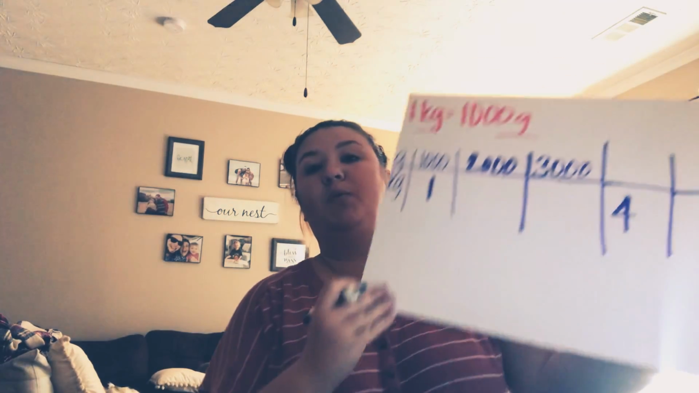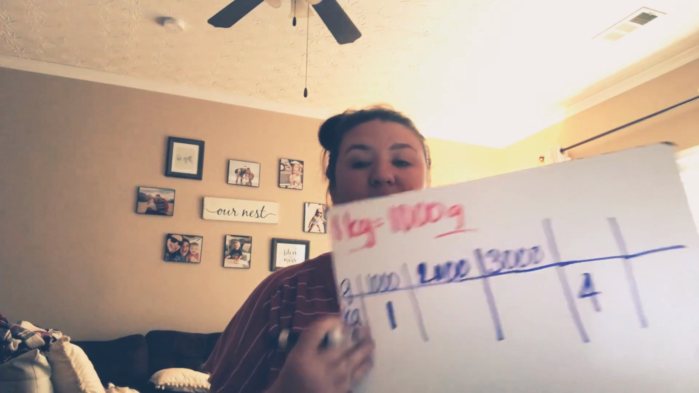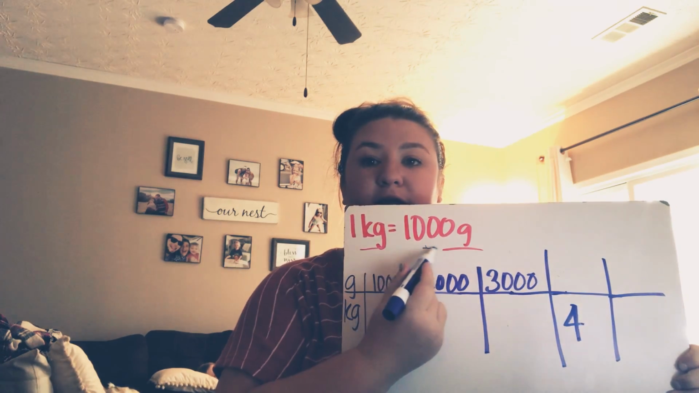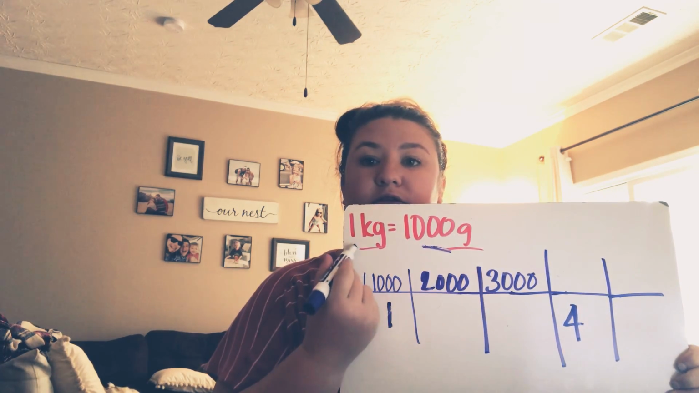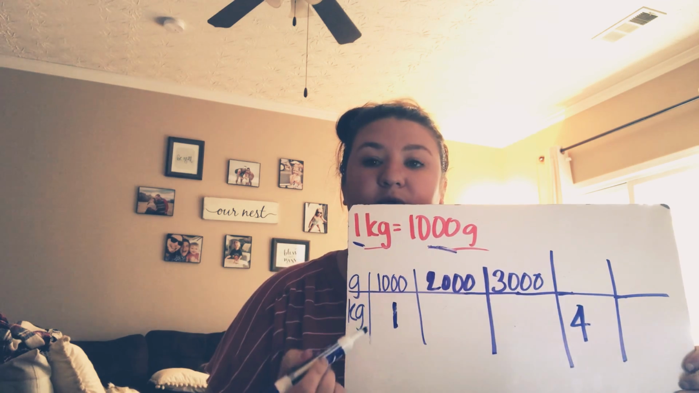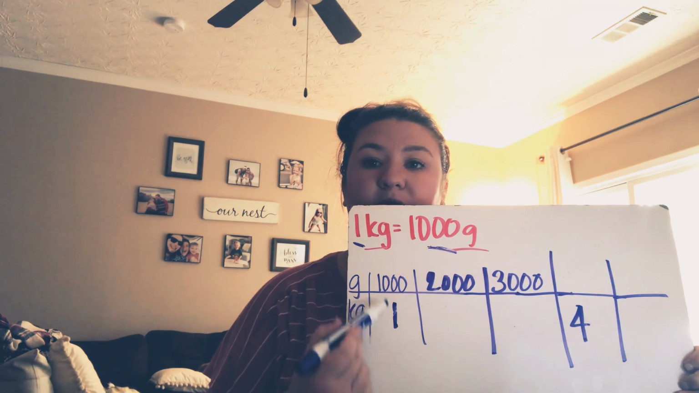And we've got 1,000 grams, which I just said equals how many kilograms? 1. Then we've got 2,000 grams, 3,000 grams, 4 kilograms, and we've got a blank. All right, so if we know, just like liters and milliliters, we're just going to add these 3 zeros onto the number over here. Then if we have 1 kilogram, we have 1,000 grams.